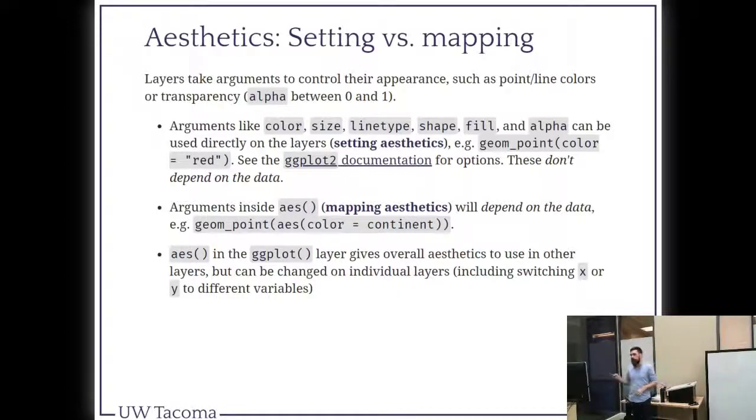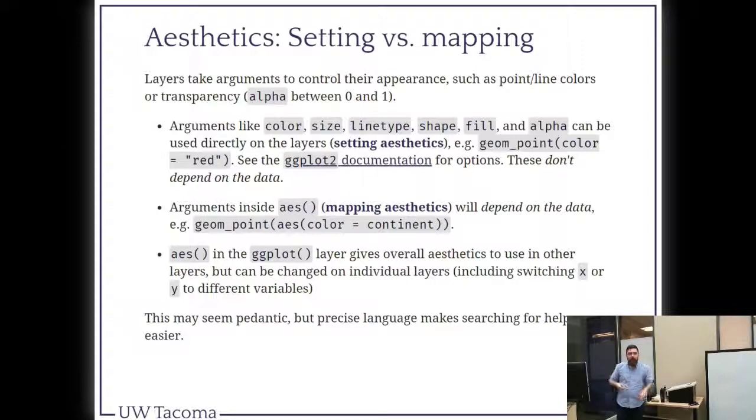It's very intuitive. Anyway, this is all sort of pedantic and very precise when I say mapping and setting and stuff like that. The important thing about this is it makes it much easier to Google for your answers. A very large amount of programming is just Googling to find other people's solutions to similar problems, because unless you're basically in advanced computer science, someone else has had your problem before. The trick is usually figuring out what is the name of that problem. It's out there somewhere, but the language is important. If you know the difference between setting and mapping, aesthetics and layers, it's very much easier to find these things.